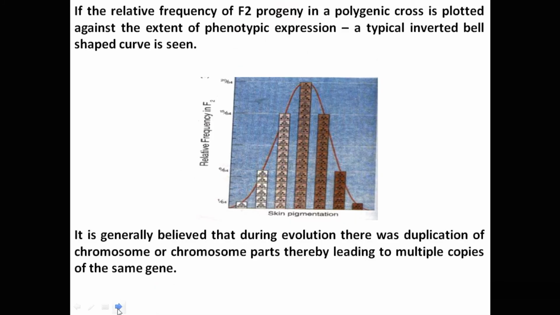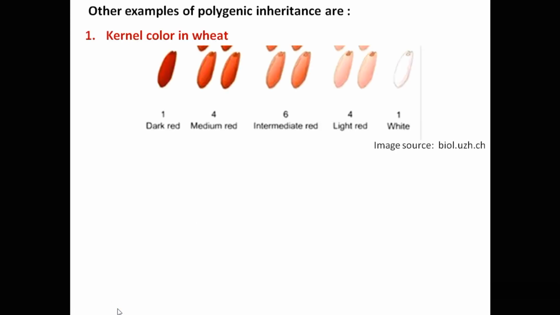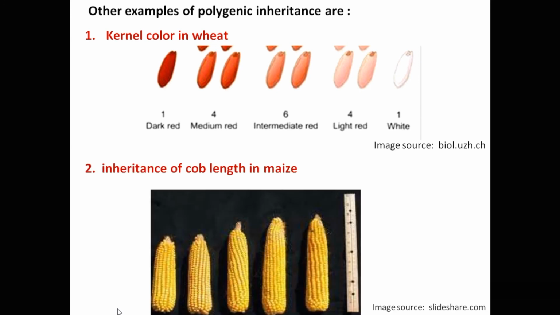If the relative frequency of F2 progeny is plotted against the extent of skin pigmentation, a typical bell-shaped curve is obtained. It is generally believed that during evolution there was duplication of chromosome or chromosome parts, thereby leading to multiple copies of the same gene. Other examples of polygenic inheritance that can be studied are kernel color in wheat varying from red to white and various lengths of cobs in maize.